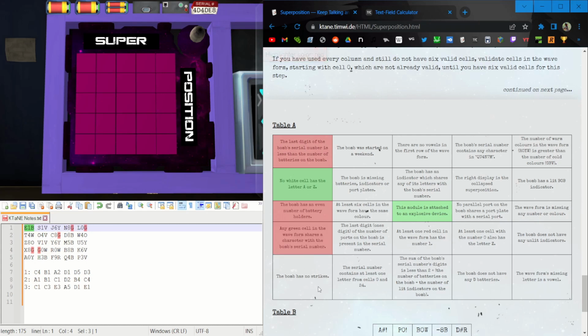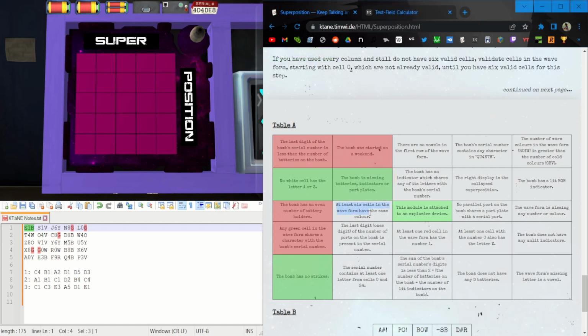The bomb has no strikes. In this case, it's true. We do not have any strikes right now. The bomb was started on a weekend. In this case, for me, it's Thursday, so no. The bomb is missing batteries, indicators, or port plates. Essentially, are there no batteries, are there no indicators, or are there no port plates? Either one can be true. In this case, we don't have any indicators, so this is true.